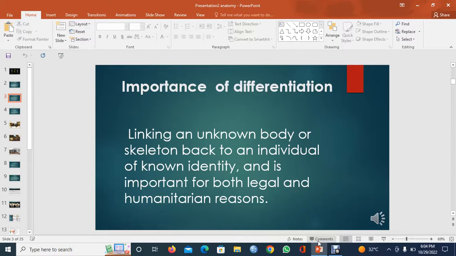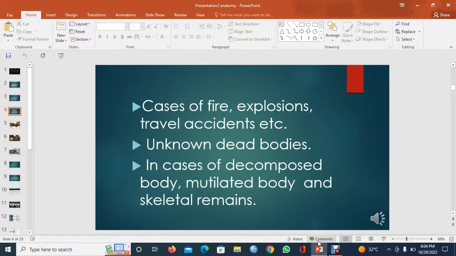Linking a known body or a skeleton back to an individual of known identity is important for both legal and humanitarian reasons. In cases of, as I already mentioned, accidents, fires, explosions, unknown dead bodies, decomposed dead bodies, mutilated bodies, skeletal remains, and dismembered parts, all require identification, and the identification starts with the determination of sex of the victim.